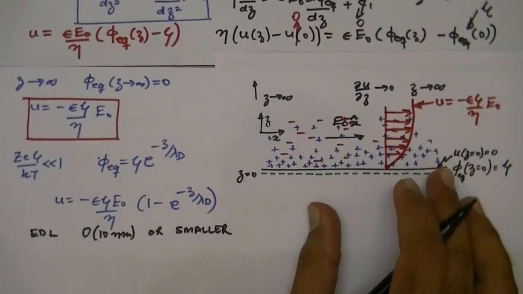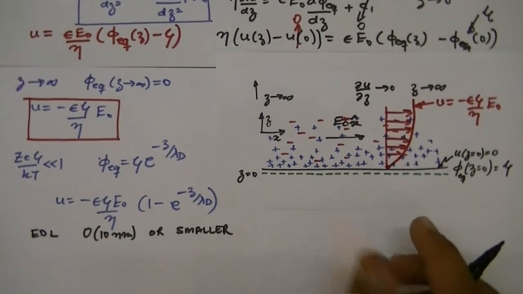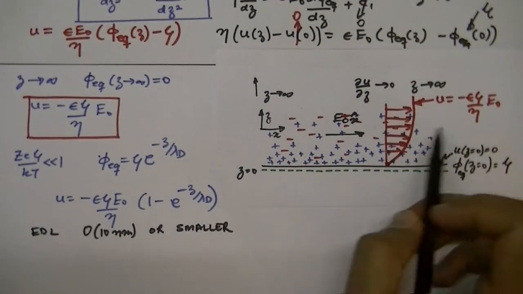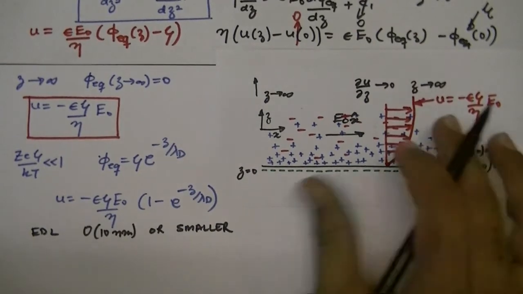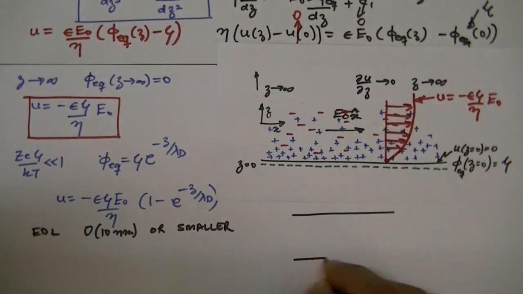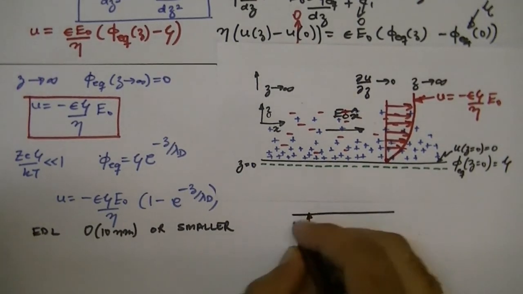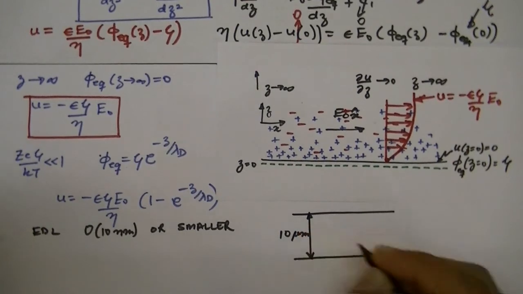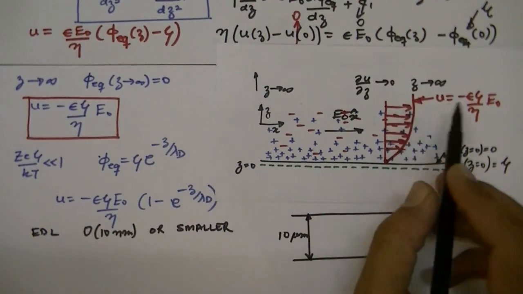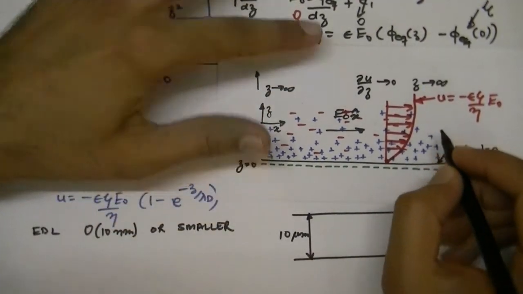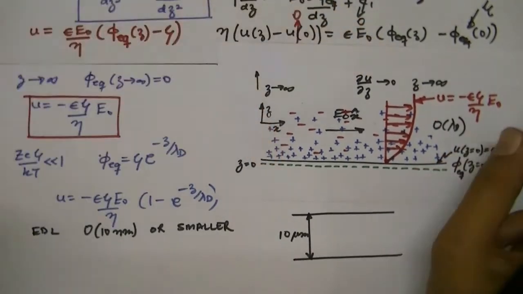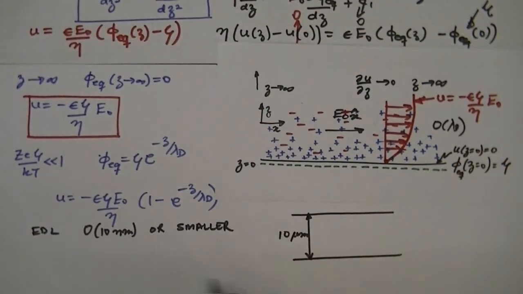So for microfluidic applications, this velocity profile is something that you actually do not care about and you don't see. Because we have a channel which has a thickness of order 10 micrometers or larger, and this gradient in velocity near the surface occurs in the region of thickness of order lambda_D, that is the Debye thickness, and that is about 10 nanometers.